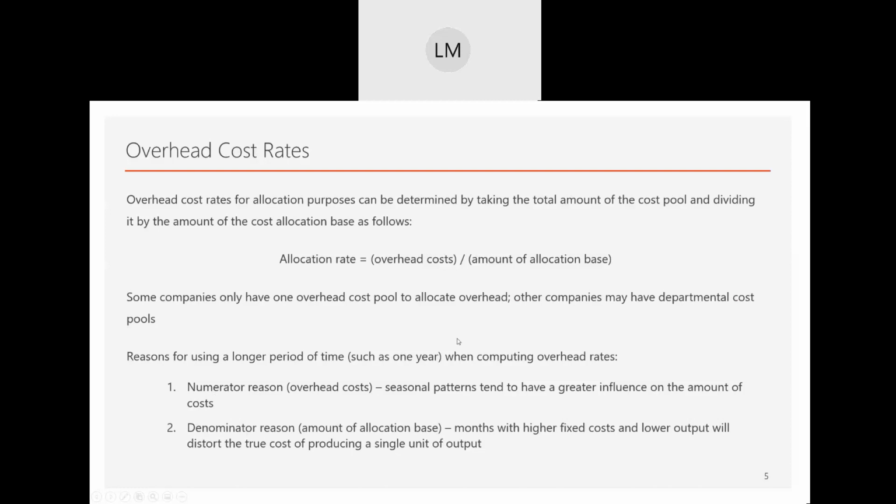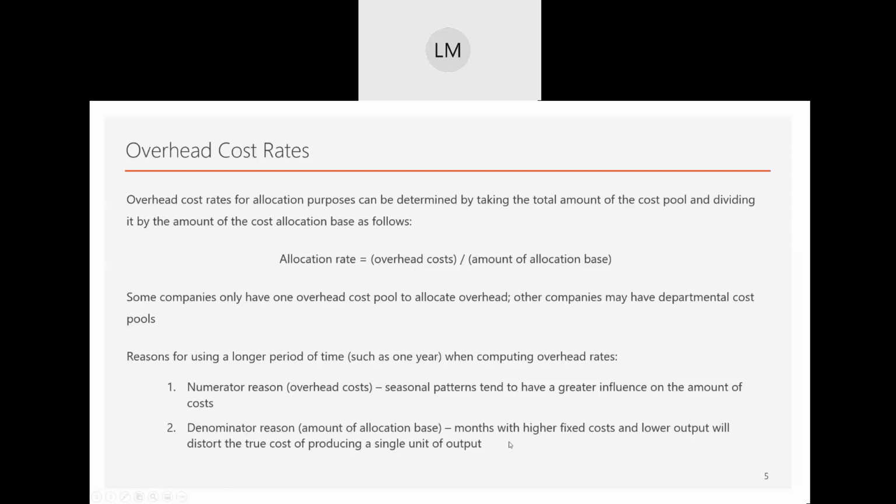Now, why do we want to use longer periods of time, such as 1 year, when computing overhead allocation rates? Well, if I just compute a new allocation rate on a monthly basis, what could happen? Numerator-wise, for estimated overhead costs, seasonal patterns might have greater influence on the amount of the costs. And for the denominator reason, months with higher fixed costs and lower output will distort the true cost of producing a single unit of output.